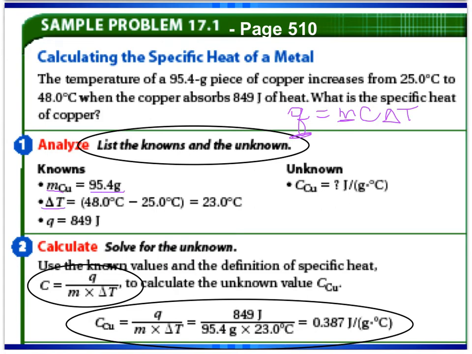Our temperature change, this is usually tricky for kids. Remember that it's your final temperature minus your initial temperature. So if we look up here, this is what it originally was, this is what it finally rose to. So then you just do a little math and you find that your temperature change was 15 degrees. They're telling you that the heat that was absorbed, and so we know that this is going to be a positive number, was 849 joules, and the thing that we are looking for is that C value.